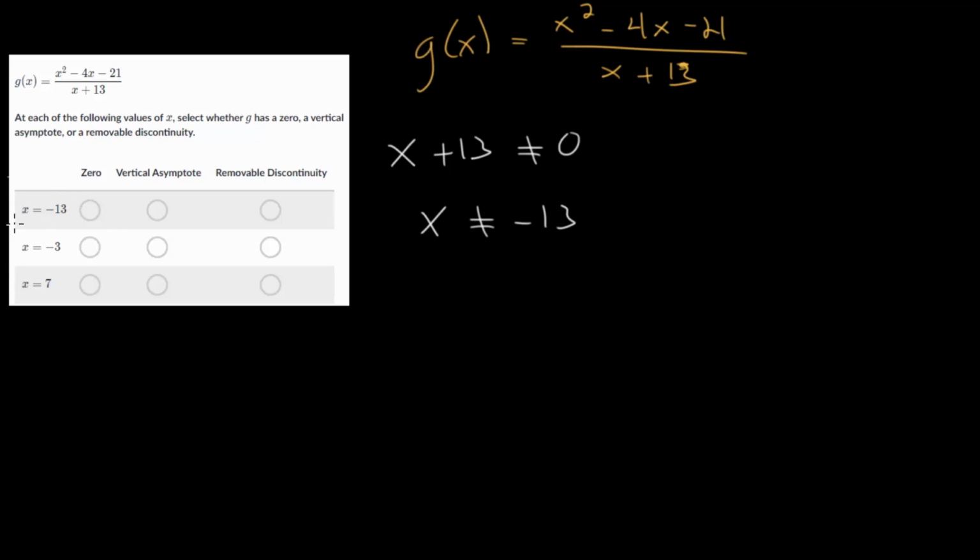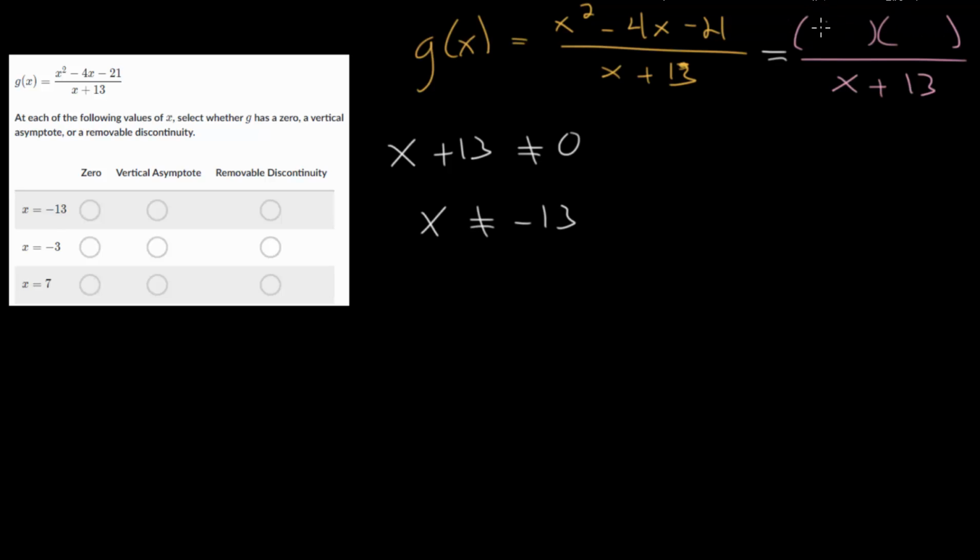And you can see that's one of our choices here. So this is either a vertical asymptote or a removable discontinuity. But to answer that question, we'll need to factor this numerator here. So let's start doing that. We can rewrite this as a product of two binomials since it's a quadratic. And the denominator stays the same. Let me redraw that. We still have x plus 13.